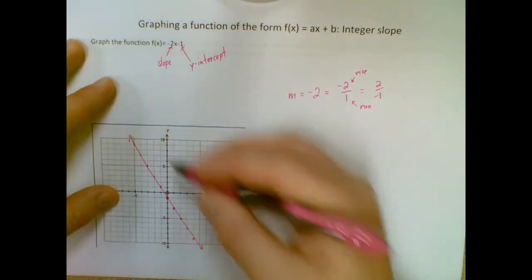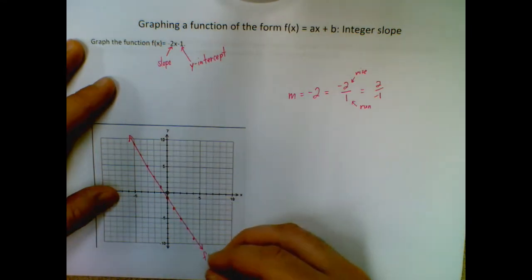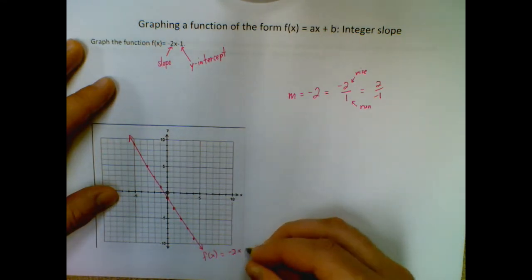Okay, and that is the graph of negative 2x minus 1.